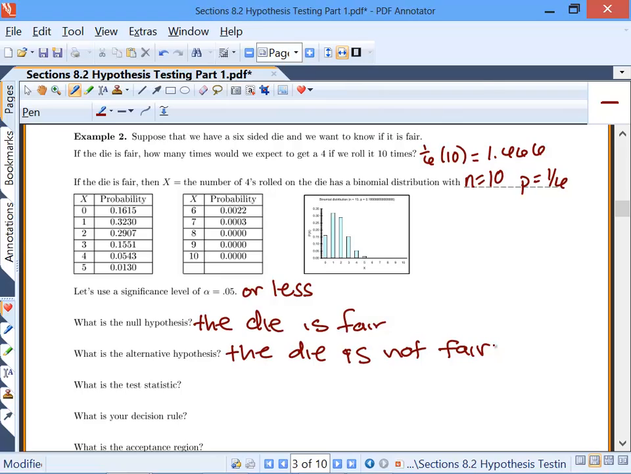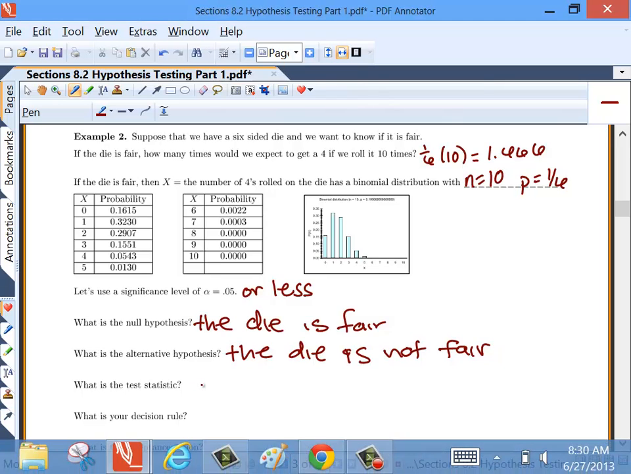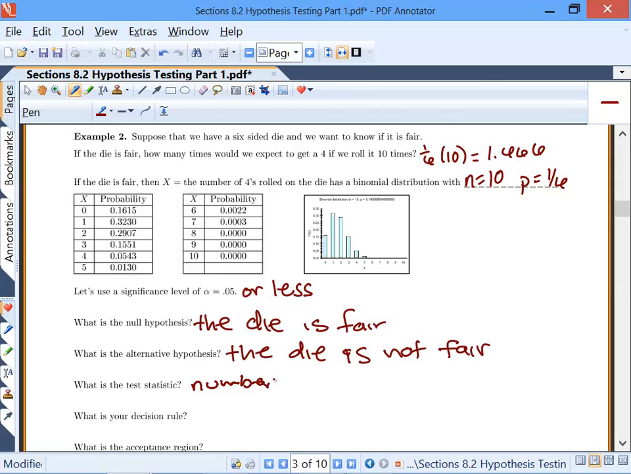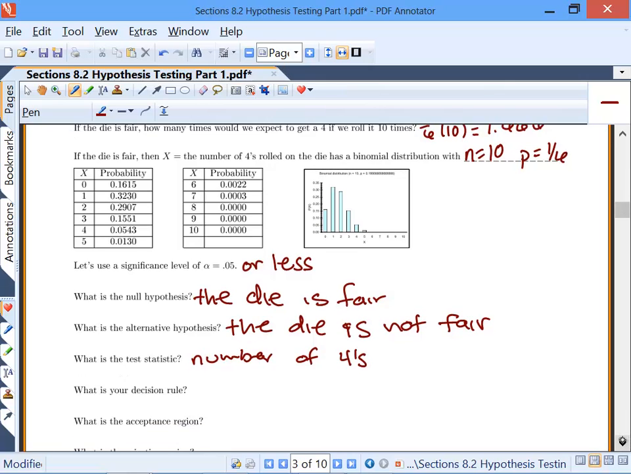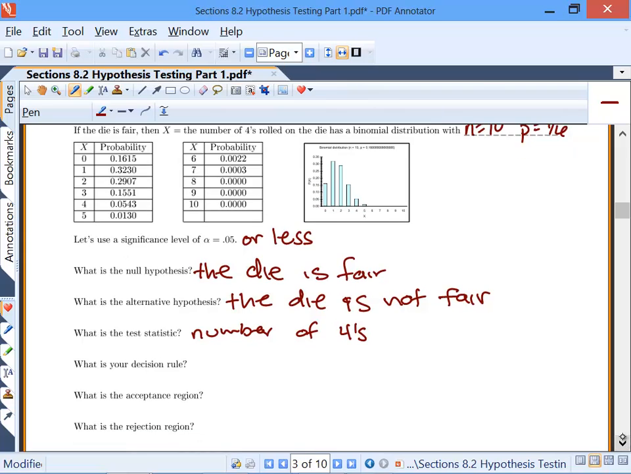What is our test statistic? What is the thing that we're counting when we roll a dice to try and decide if it's fair or not? Number of 4s. So let's make our decision rule for what will be our acceptance regions and rejection regions for this. Okay, so what I need to do, remember, is I want to make sure that the probability that I reject this fair coin, that I decide it's not fair, is less than 5%. Okay, so what would you do to try and figure this out?